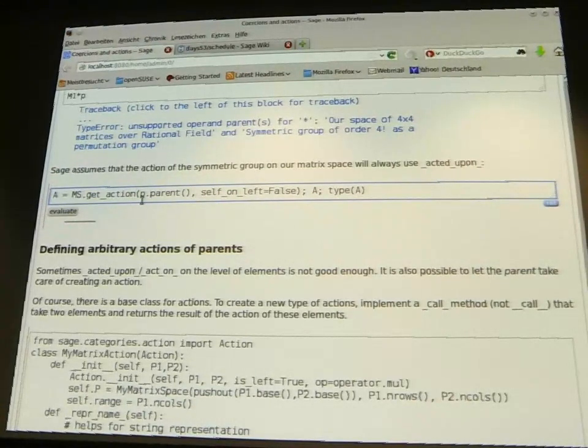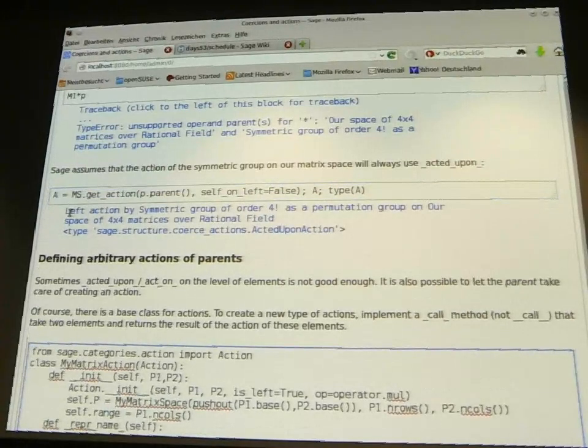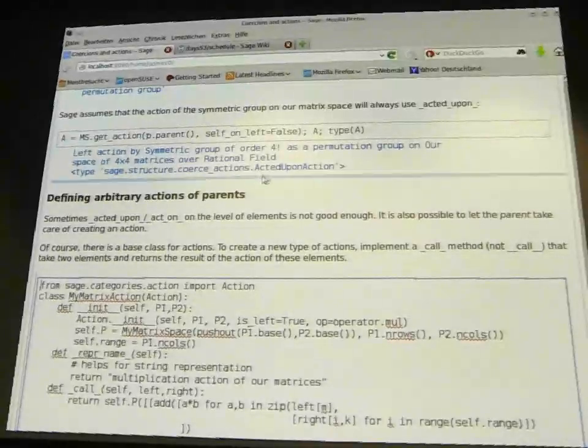We want to know what action exists from this symmetric group, where the symmetric group is on the left, on our matrix space. So this action is in fact called left action by symmetric group of order 4 factorial as a permutation group, and so on, on our matrix space. There's a special type for this type of action, namely the acted upon action. It is guaranteed that the elements have this method acted upon and will use it. So this is one potential way to implement an action.